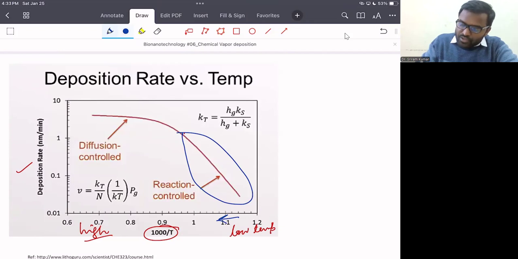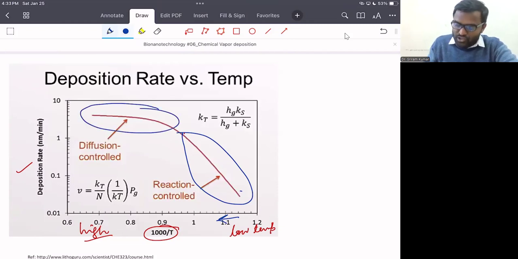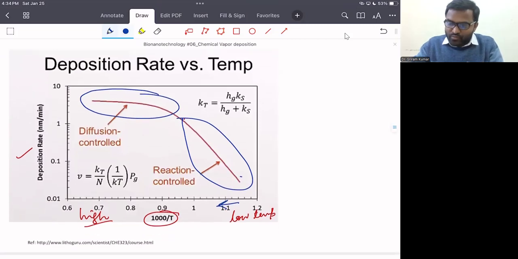And at high temperature, what is happening? This reaction control process becomes the diffusion control process, where there is no dependency of the deposition rate on temperature. So in this particular case, we cannot control the deposition based on the temperature. And that is the effect on that deposition.